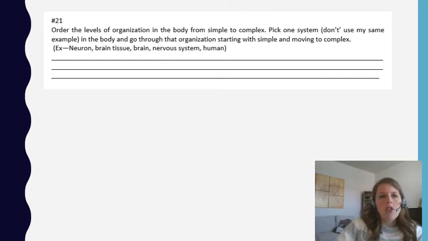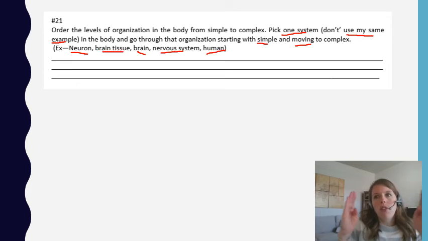Number 21, order the levels of organization in the body from simple to complex. Pick one system, don't use my same example, okay, in the body and go through that organization starting with simple, moving to complex. Okay, so let's do another example. I gave the example of neuron, brain tissue, brain, nervous system, human. Do you see how each level of that is getting more and more complex?